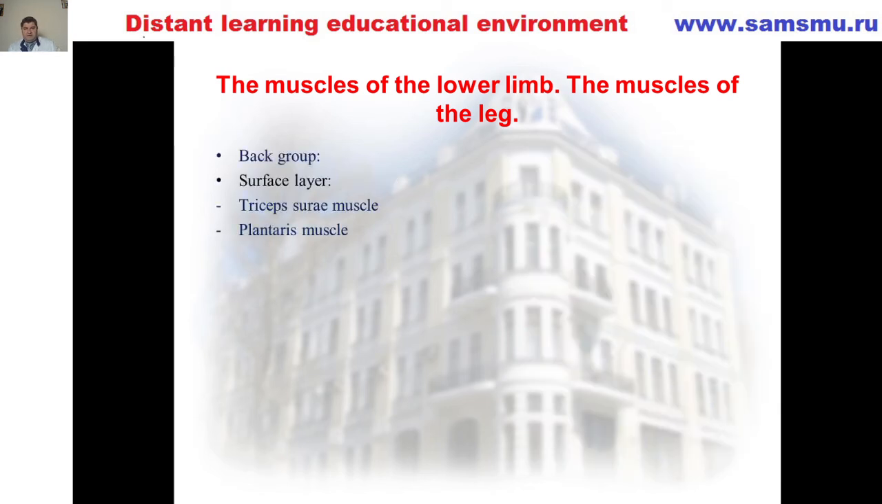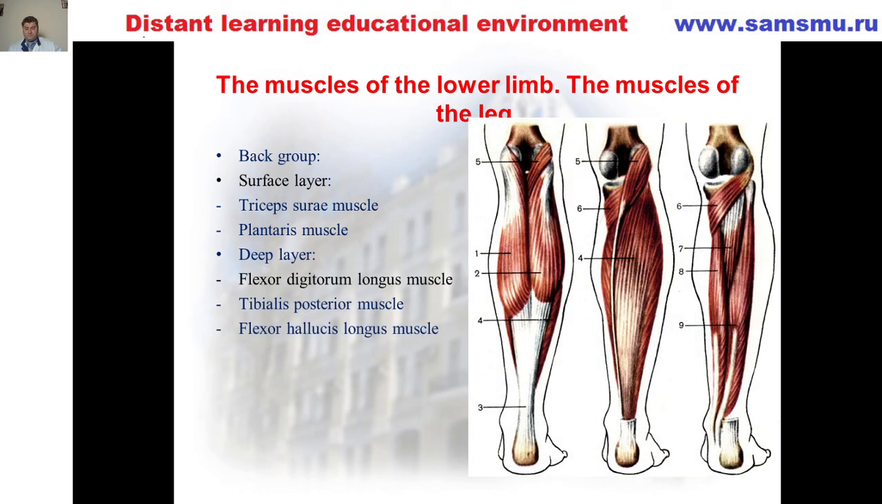And last, we'll talk about posterior group. I told you that they divided in two layers. First, we'll talk about superficial layer. The triceps surae muscle, musculus triceps surae in Latin, forms the main bulk of the calf. It's made up of two muscles.